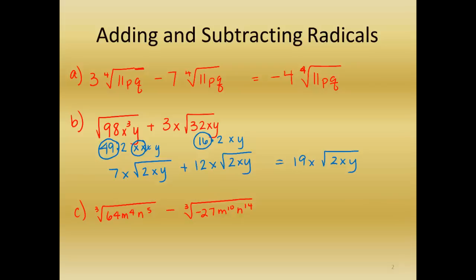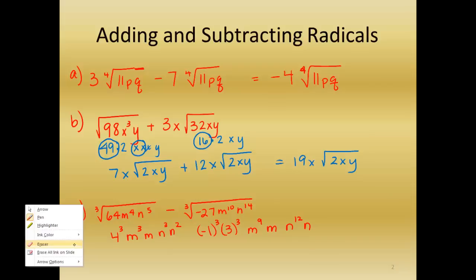So 64 is actually a perfect cube. It is the perfect cube of 4 cubed. And then I'm going to have m cubed with an extra m and n cubed with an extra n squared. For this one, negative 1 is actually a perfect cube, and so is 3. So that makes my negative 27. And then I have m to the 9th and an extra m, and n to the 12th and an extra n.